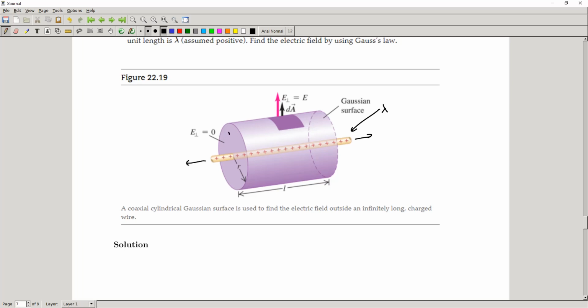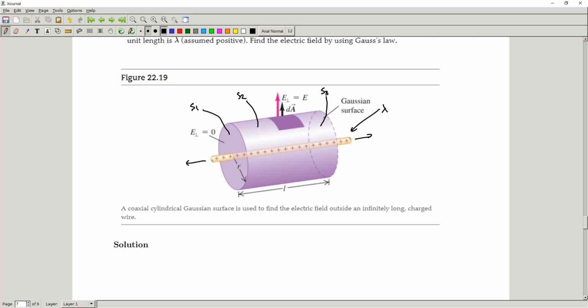I'm going to call this front face here S1. I'm going to call this drum-shaped part here S2. And this circular back face here, I'll call S3. Okay, and so we're trying to find the electric field, and we can again make use of symmetries here, right?